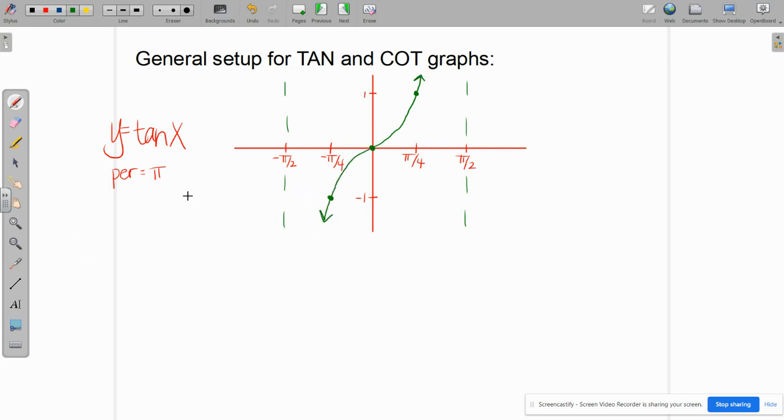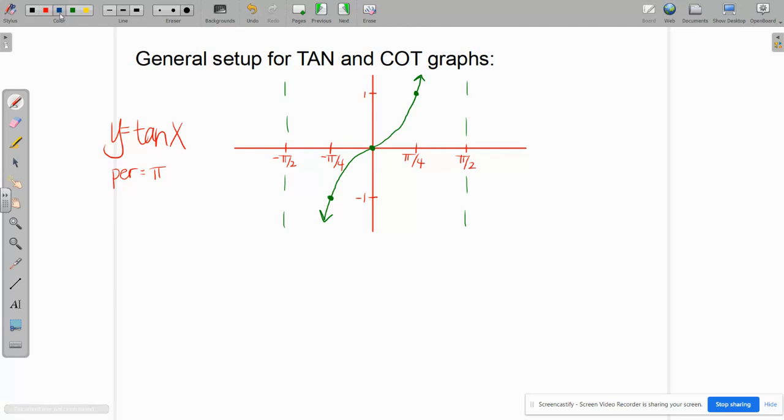So the key really is that initial setup, the 2 tick marks to the left of the y-axis, 2 to the right, and then these tick marks here. All of these can be adjusted based on the equation. Just like the A, B values all impacted our graphs for sine and cosine, we'll do the same thing here for tangent and cotangent.